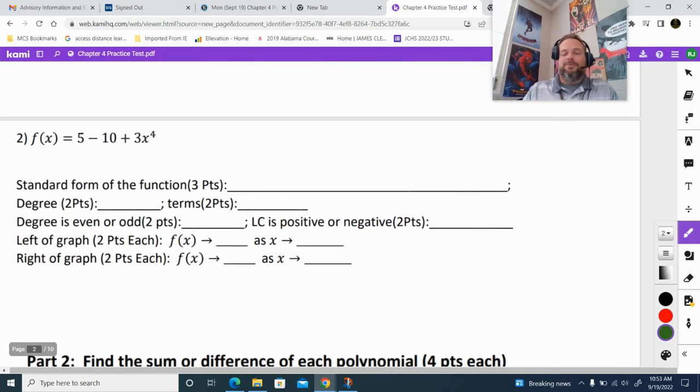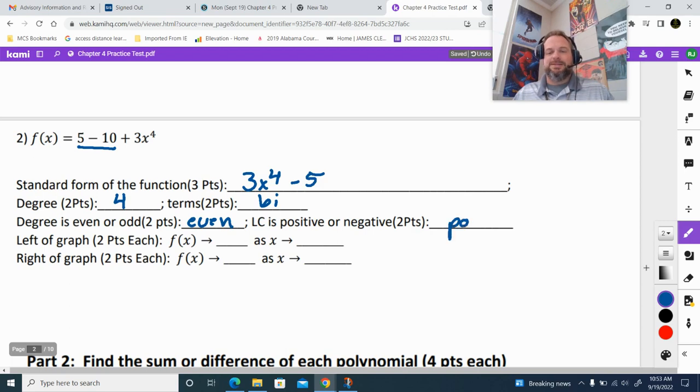Okay, and four. Okay, so standard form, this would be 3x to the fourth. These combine, so minus 5. This is of the fourth degree. This is a binomial. It's even. This is positive. It's negative infinity. This is positive infinity. Now, this is the graph that kind of looks like the W looking thing. This goes to positive infinity and this also goes to positive infinity.